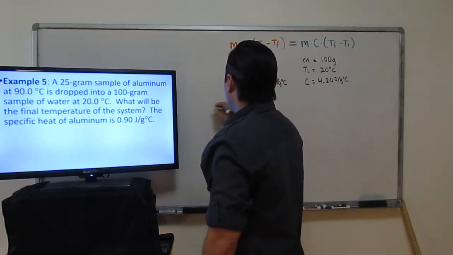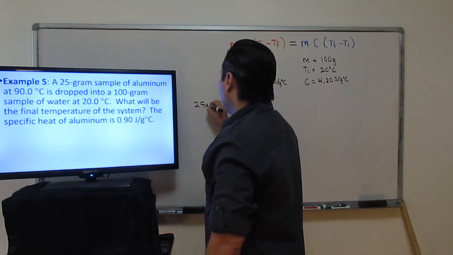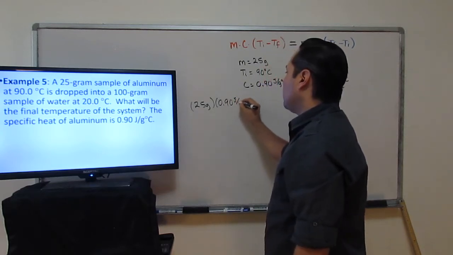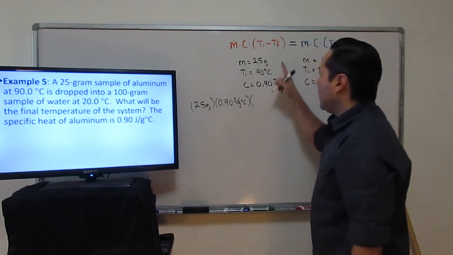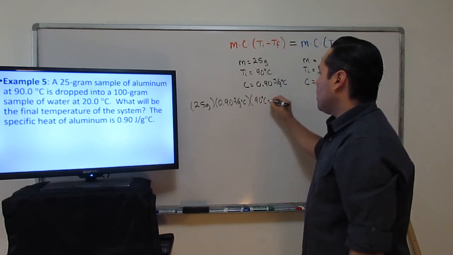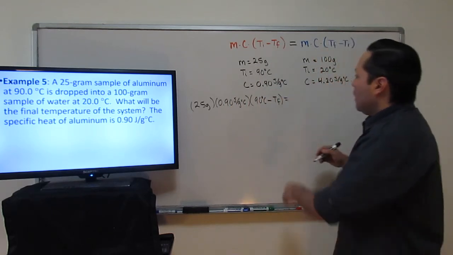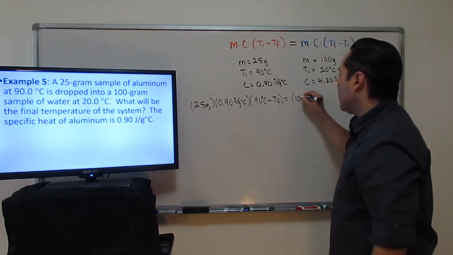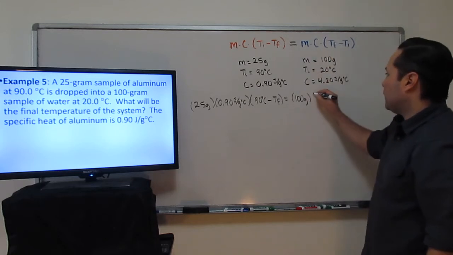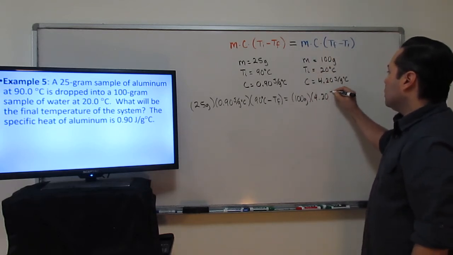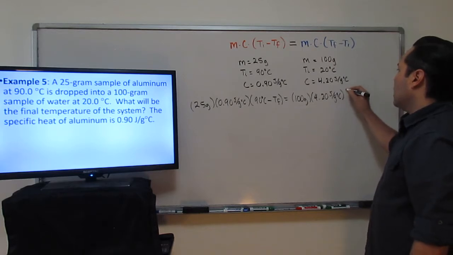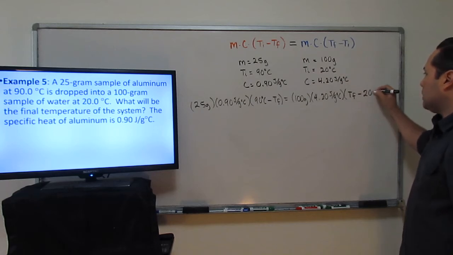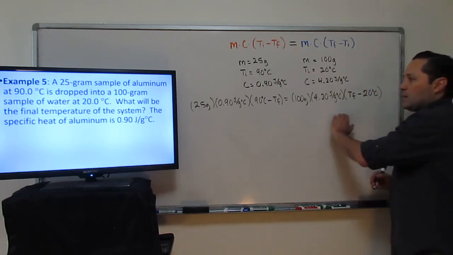We're going to begin, on the left-hand side, with 25 grams, the mass, times the specific heat of 0.90 joules per gram degree Celsius, multiplied times Ti, which is 90 degrees Celsius, minus Tf, which is what we're looking for. And over on the right-hand side, all the water information goes here. Mass is 100 grams, multiplied times the specific heat of water, 4.20 joules per gram degree Celsius, times Tf minus the initial temperature. Temperature final we do not have, that's what we're looking for, and the initial temperature is 20 degrees Celsius. So that is the setup for this problem.